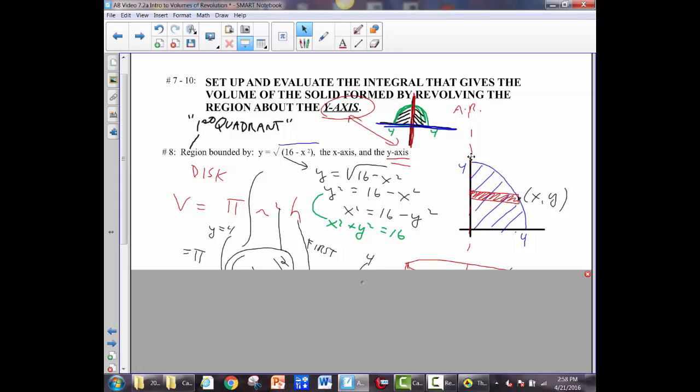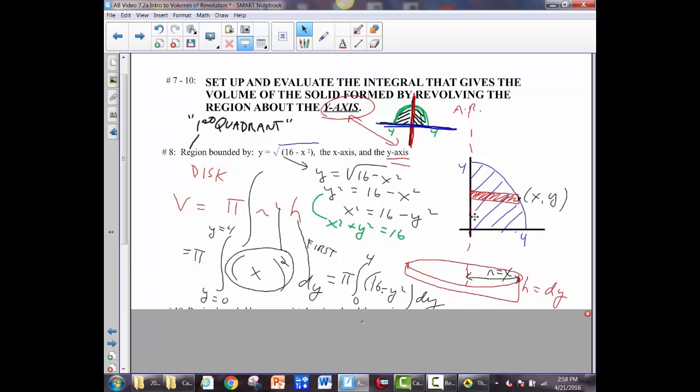We are rotating on the y-axis this time, so it's the first time we're doing this. Therefore, your little rectangular strips have to be horizontal because they have to be perpendicular to the axis of rotation. Now what happens when you rotate this little rectangle about the y-axis, you're going to get a disc, only it's going to be oriented the other way.